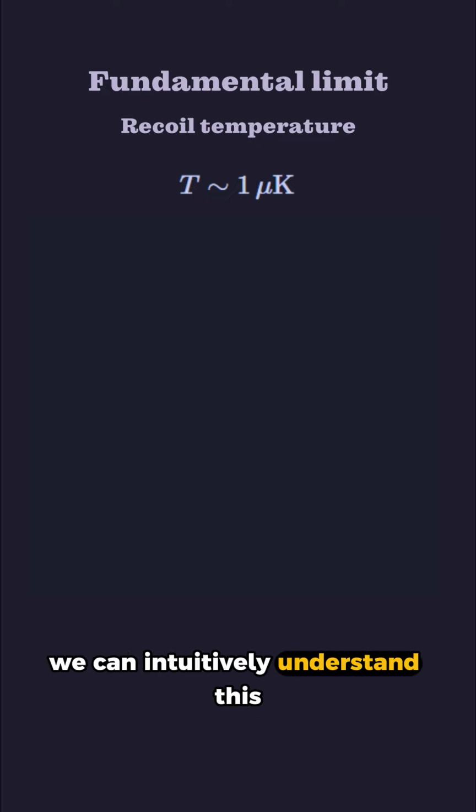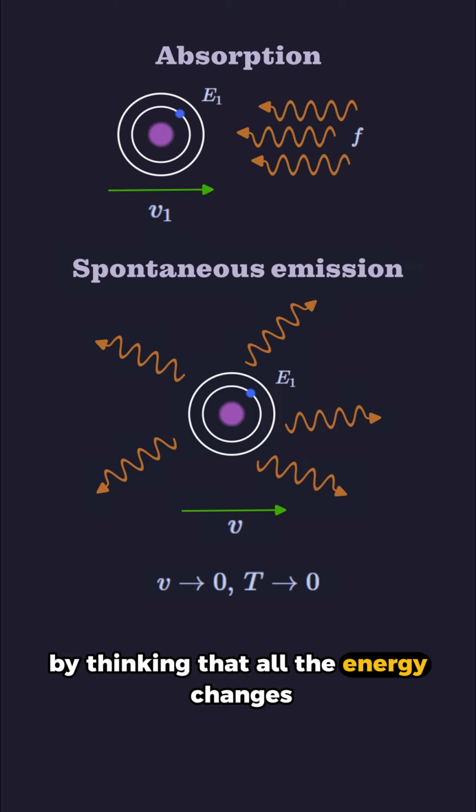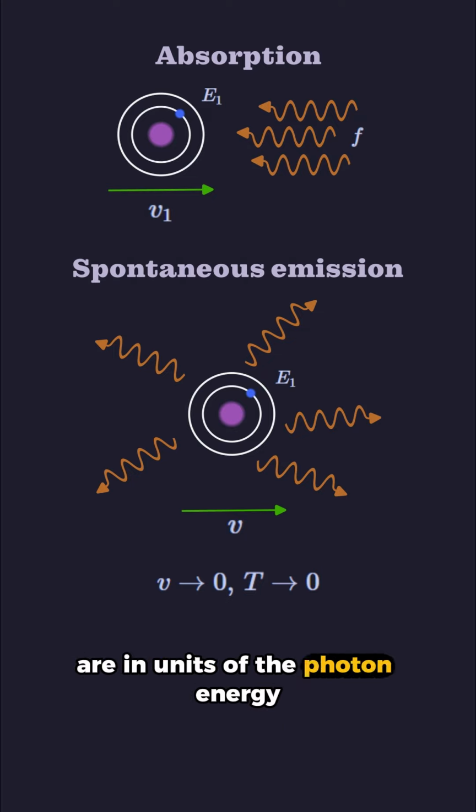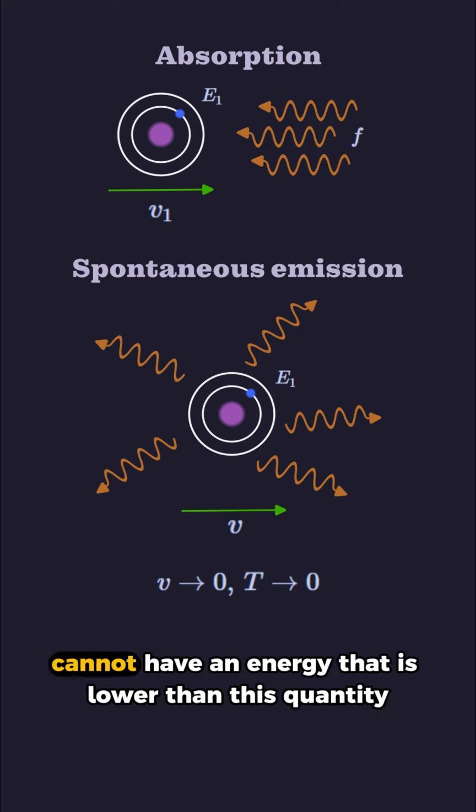We can intuitively understand this by thinking that all the energy changes done during the absorption and spontaneous emission of the photon are in units of the photon energy. Therefore, the atom cannot have an energy that is lower than this quantity.